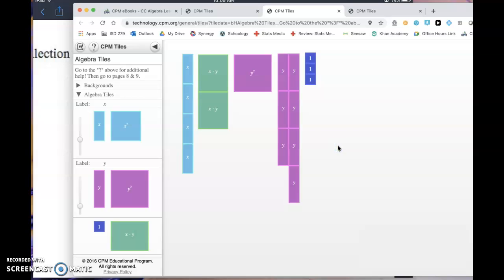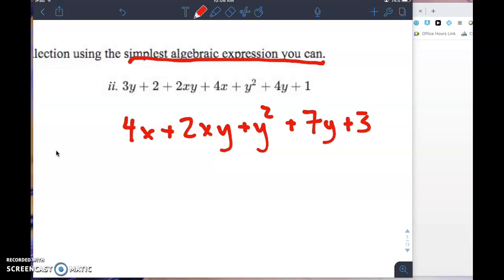All right. I don't have any shapes that match in size and color, so I really can't do any more combining. So what do we got? We got 1, 2, 3, 4 x's. I've got 2xy. I've got y squared. I've got 1, 2, 3, 4, 5, 6, 7 y's, and then I've got 1, 2, 3 unit tiles. So I'm just going to write this down: 4x plus 2xy plus y squared plus 7y plus 3. And ladies and gents, you can confirm that that does check out and that will balance, okay?